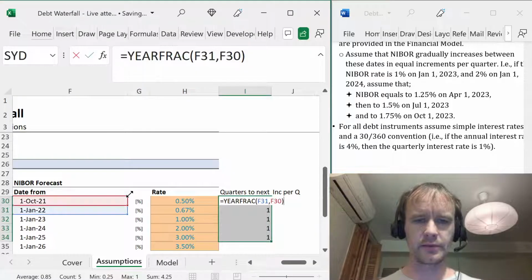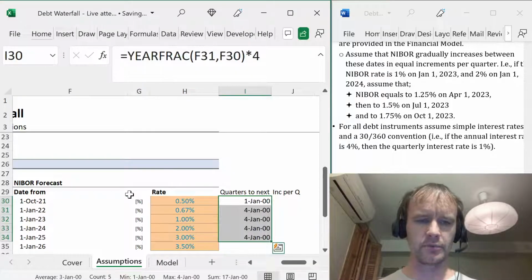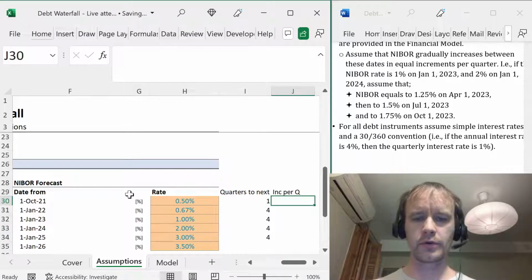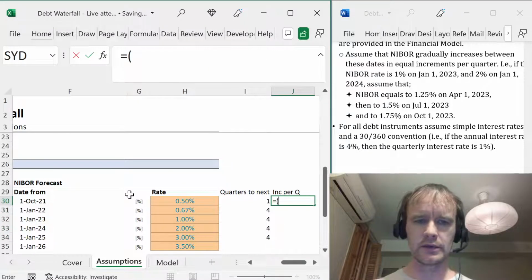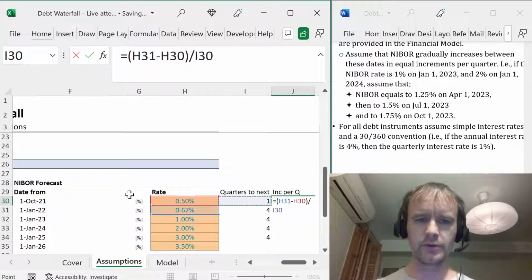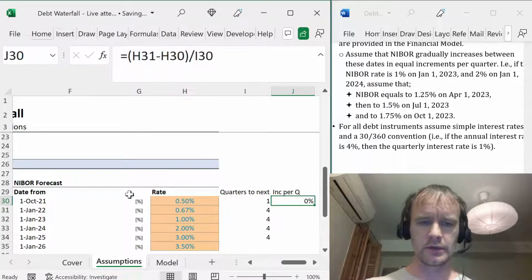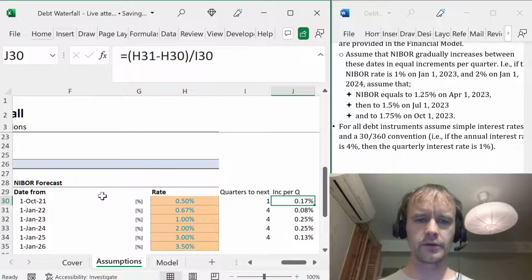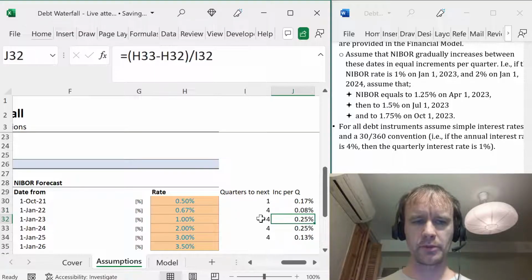I'm going to take that and multiply it by 4, and that's going to give me my number of quarters. And then the increment per quarter is just the new rate minus the old rate divided by the number of quarters that it changes over. Again, I'll make that a percent to 2 decimal places. So here it goes up by the whole gap of 0.17% in 1 quarter. Here it goes up by 0.08% per quarter for 4 quarters. Here it goes up by 0.25%.